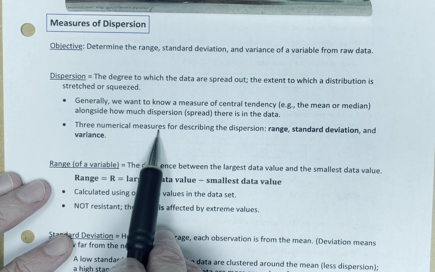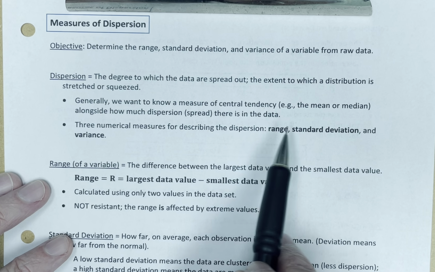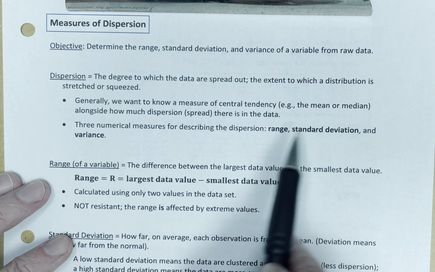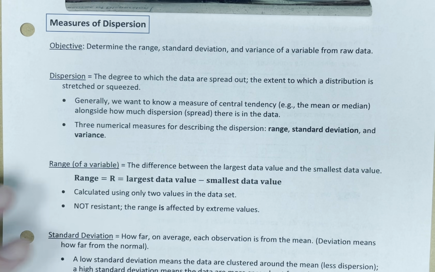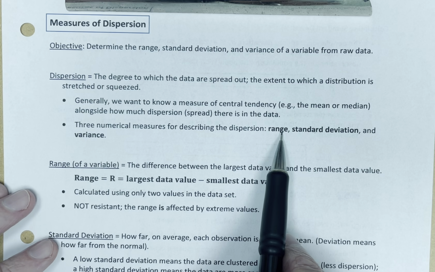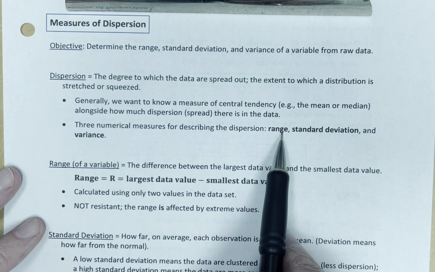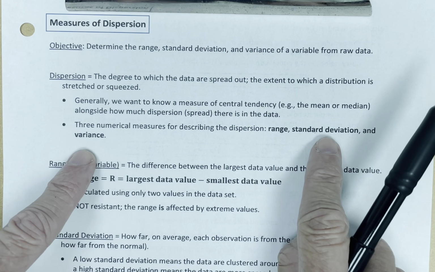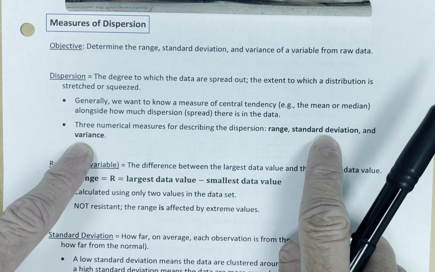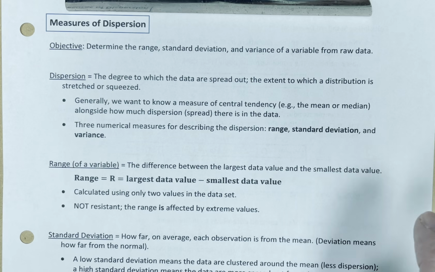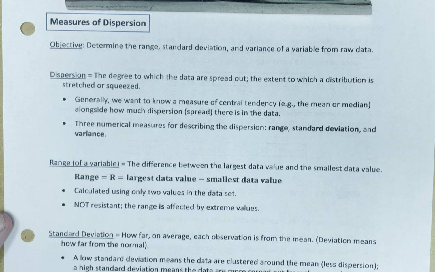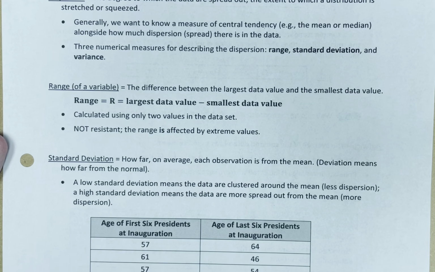Three numerical measures for describing the dispersion are the range, the standard deviation, and the variance. Range, I'm guessing you've seen from a long time ago, back in your elementary or middle school math. These two might be newer vocabulary words for some of you. What is range, and what is standard deviation, and what is variance?